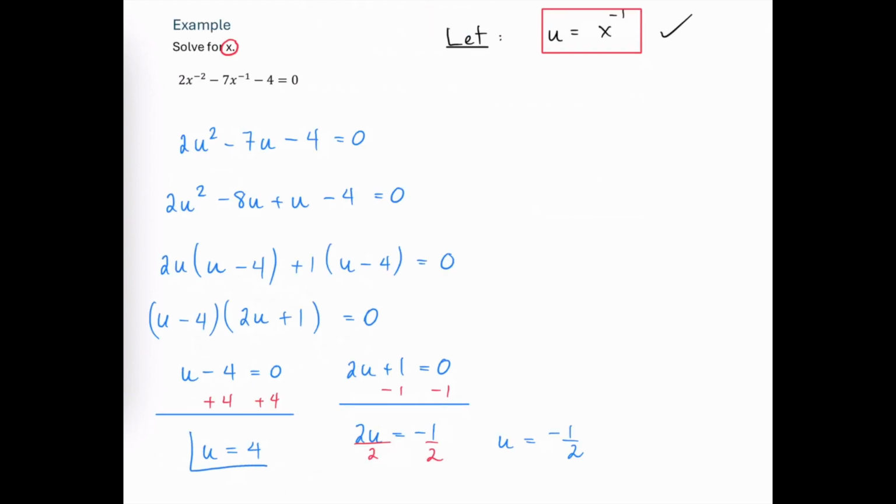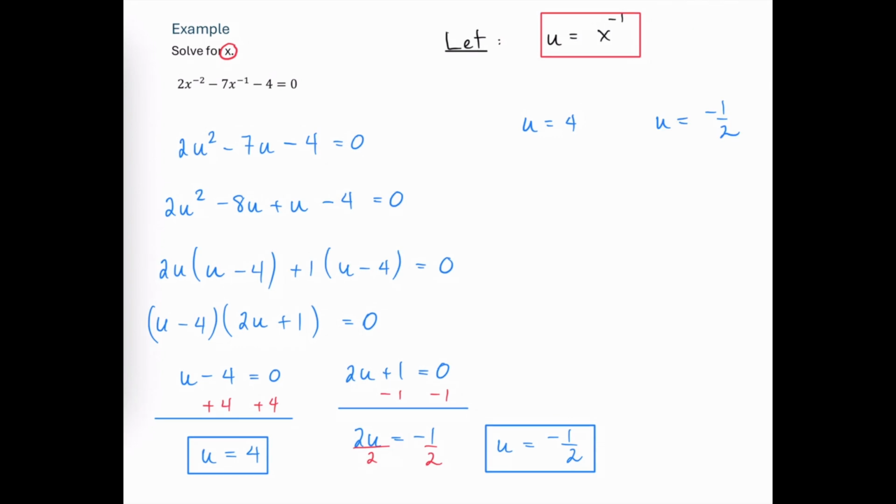So we currently have that u is equal to positive 4 and u is equal to negative 1/2. When we back substitute, we say that if u is equal to x to the negative 1, then those two values are interchangeable. So I can replace this u with the x to the negative 1 that it's equal to, and then I copy paste the right hand side. I can replace this u with the x to the negative 1 that it's equal to, and copy paste the right hand side of negative 1/2. So now we've returned to the variable x, which is what we were originally trying to solve for.